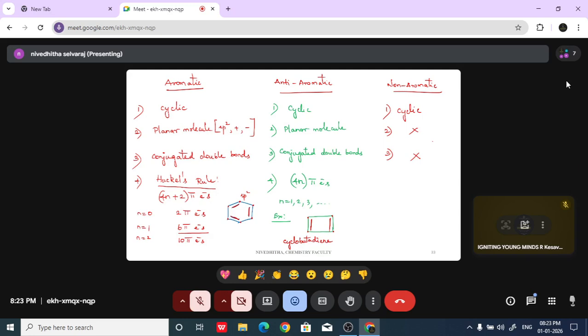Though this organic compound may follow Huckel's rule, which means it has 4n plus 2 pi electrons also, if it is non-planar, or if it doesn't have conjugated double bonds, then that is considered to be non-aromatic. So if the second rule and third rule are ruled out, then don't check for the number of electrons at all. That is considered to be non-aromatic. See, I have this compound.